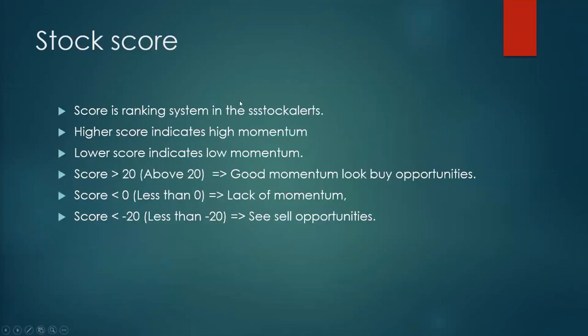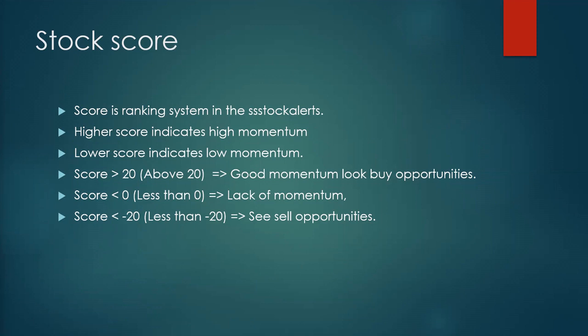So first, score is a ranking system in the SS Stock Alerts. If you see a high score for any stock, that is a higher momentum, and if you see a lower score, that stock is a low momentum. The score will usually have positive values and negative values. It can be minus values or positive.